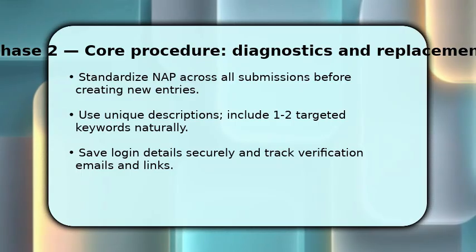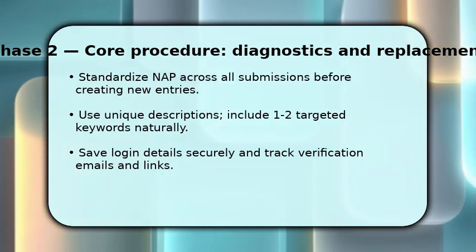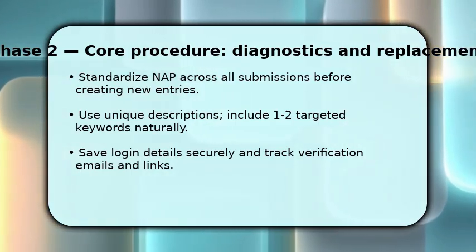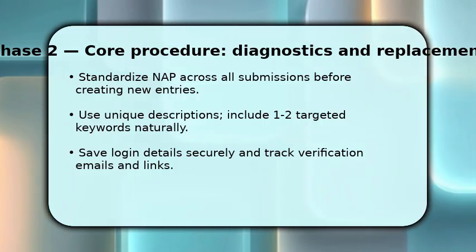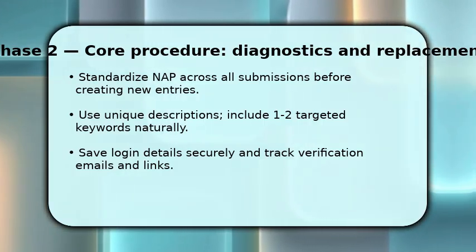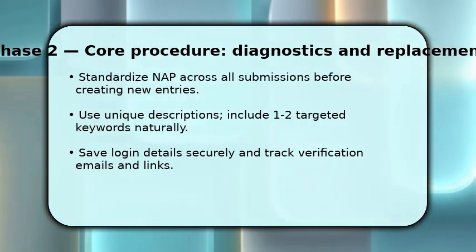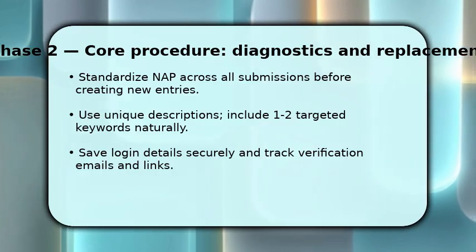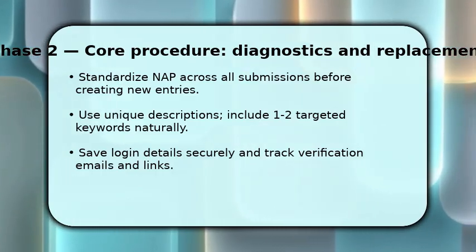You now build each citation step by step. Sign up or claim an existing listing and paste the standardized NAP so every record matches exactly. When writing descriptions, include 1 to 2 targeted keywords naturally. This improves relevance without keyword stuffing.